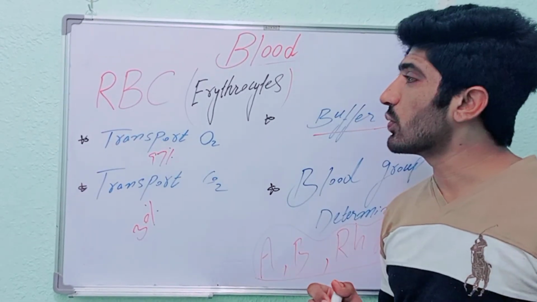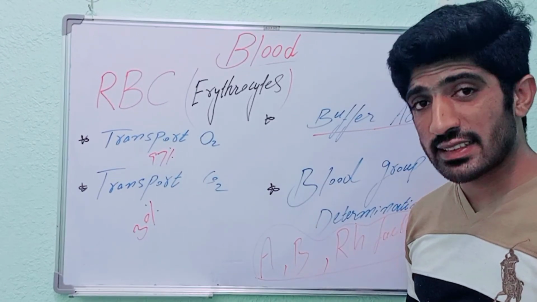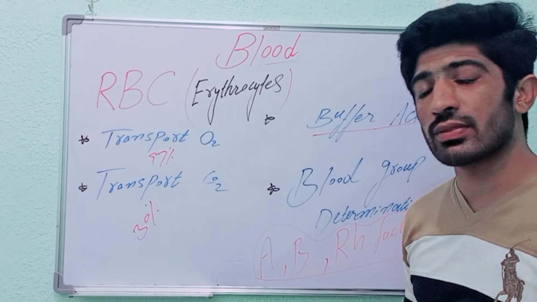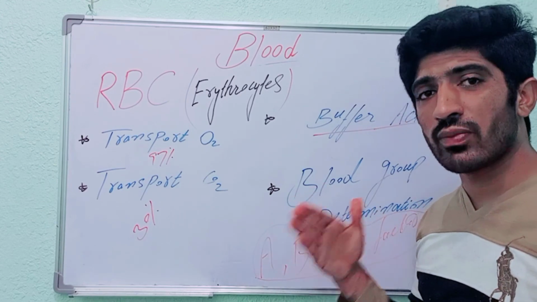So this is all about RBC. In the next video we will discuss the next cell of the blood, WBC, and in the following video platelets, and we will discuss all about blood one by one in the next videos.